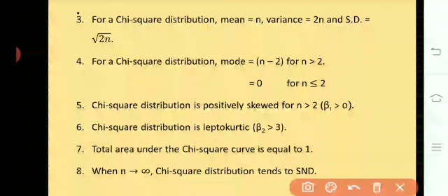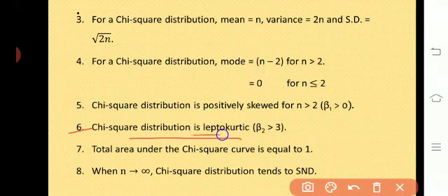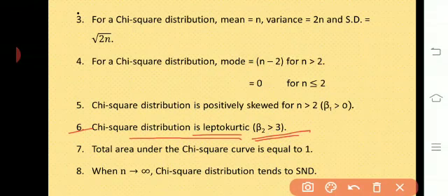Next point is, chi-square distribution is positively skewed. We know that the range of chi-square distribution is 0 to infinity. So the chi-square distribution is positively skewed for n greater than 2, and positively skewed means beta 1 value is greater than 0. Beta 1 is a measure of skewness. The next property is, chi-square distribution is leptokurtic, that is beta 2 greater than 3, where beta 2 is a measure of kurtosis.